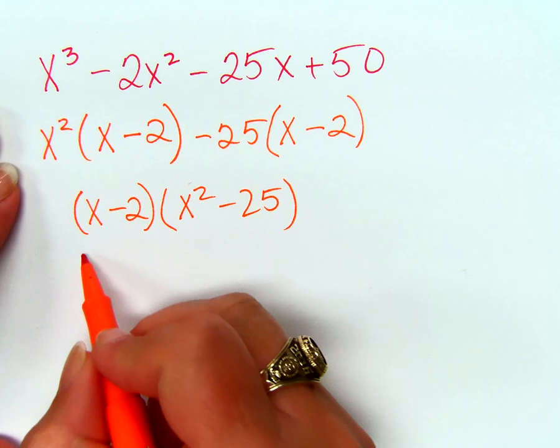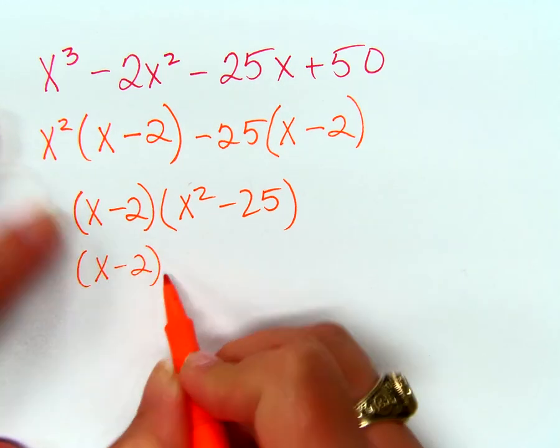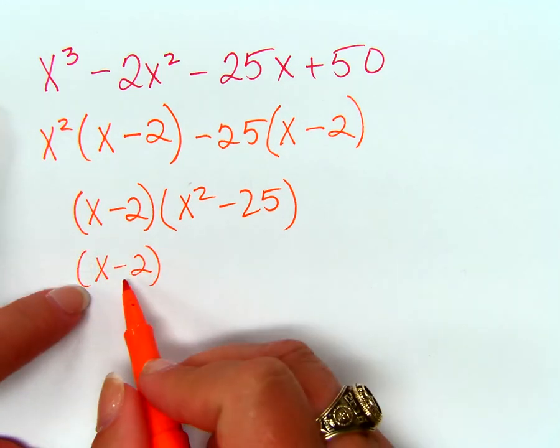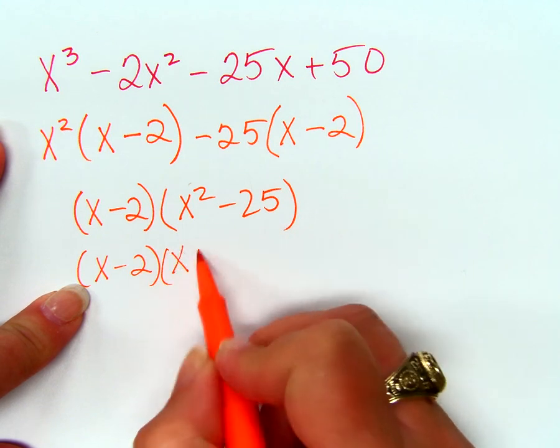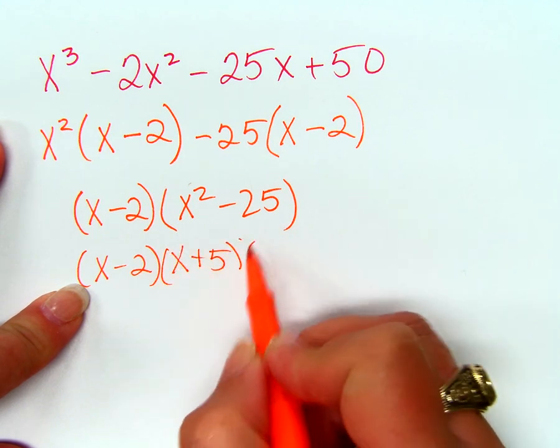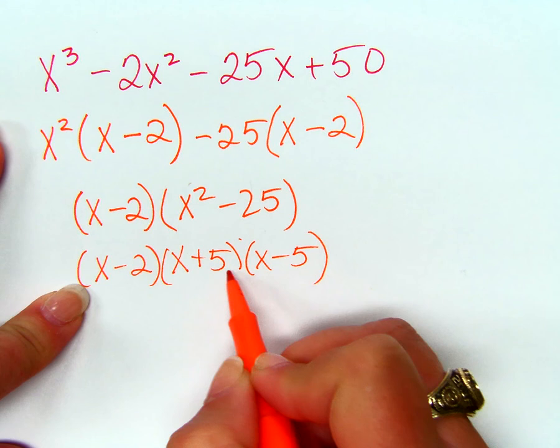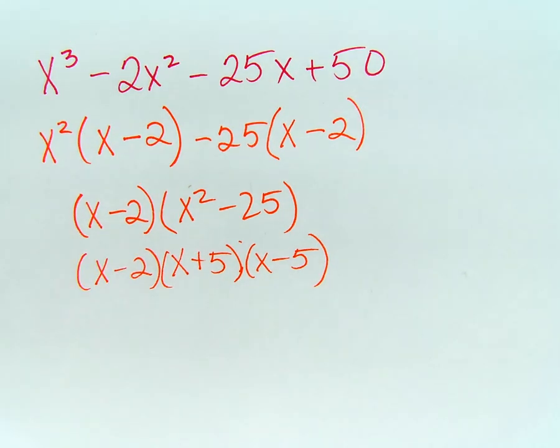I have to go one more step. I have to break it down. That stays itself. I haven't messed with that at all. What does this one become? X plus 5 and x minus 5. Now am I done? Yeah.